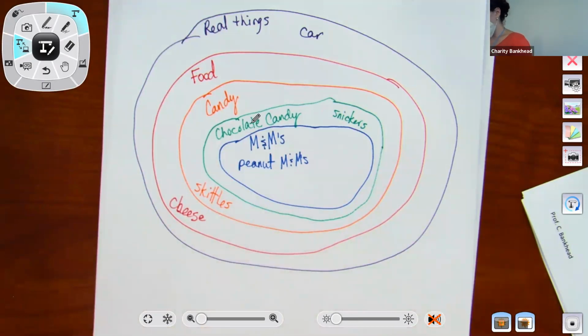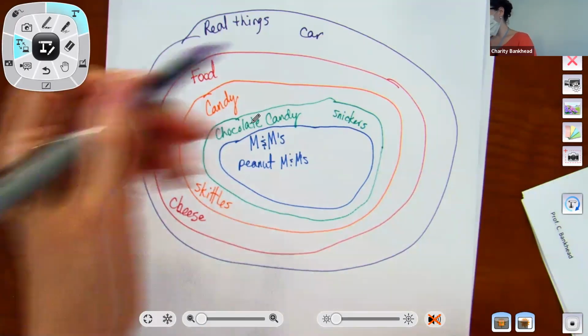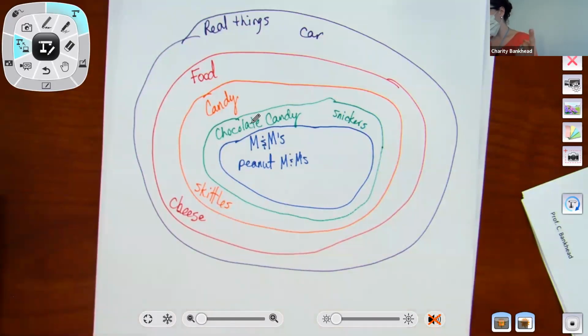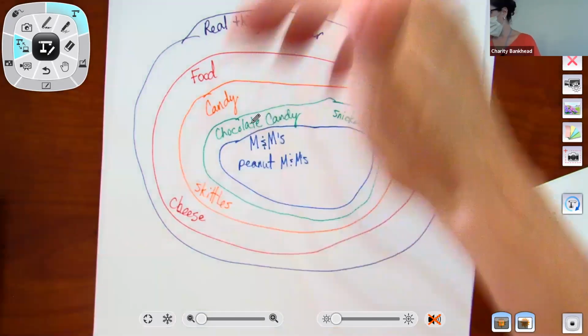So if I said to you, is Snickers a food? You'd say, well, yes. That is showing that Snickers is food. Is Snickers a type of candy? Yes. Using these labels, we could say that Snickers is a chocolate candy. We could also describe it as a candy. We could also describe it as food. We could also describe it as a thing. So we can use four of those words to describe it.